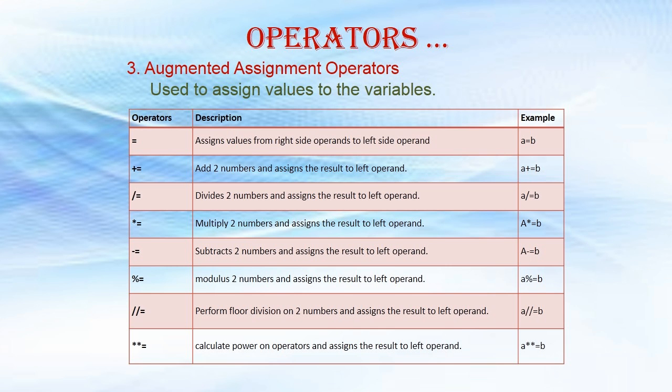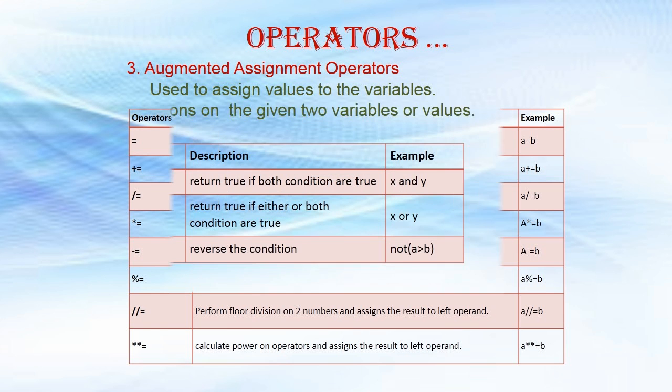Again, asterisk equals: asterisk means multiplication. It will multiply a and b and save the value to the left operand, which is a. Then minus equals, then modulus, double slash which is floor division, and double asterisk which is power of. So these are basically the same as arithmetic operators.